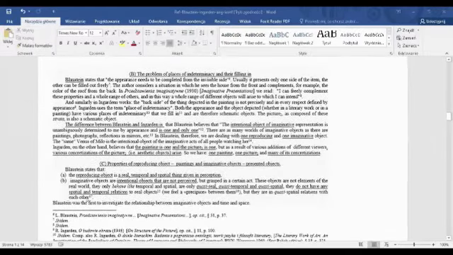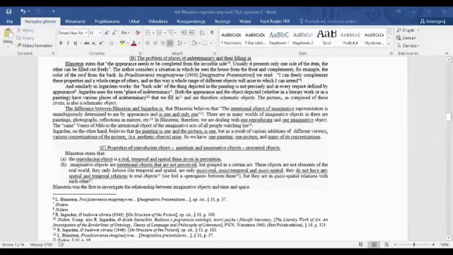The problem of places of indeterminacy and their filling in. Blaustein states that the appearance needs to be completed from the invisible side. Usually it presents only one side of the item, the other can be filled out freely. The author considers a situation in which he sees the house from the front and complements, for example, the color of the roof from the back. In imaginative presentation, we read, I can freely complement these properties and a whole range of others. And in this way, a whole range of different objects will arise to which I can intend.